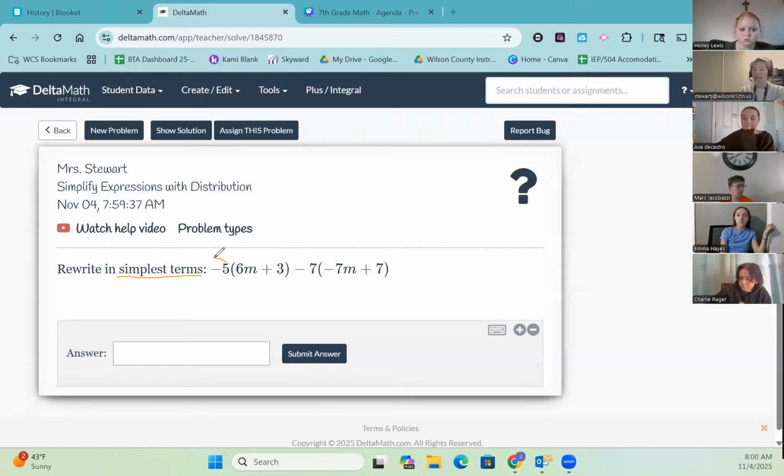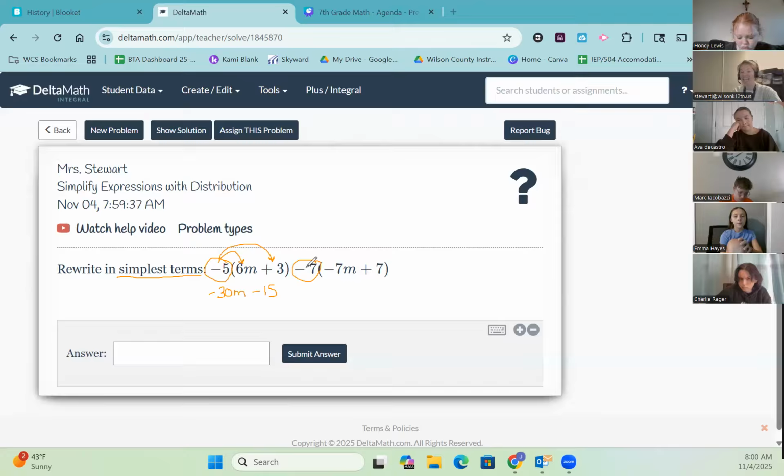This one, pay attention to the signs. The signs get distributed. Negative 5 times 6m and negative 5 times 3. You follow? Okay. Negative 5 times 6, we've got negative 30m. And then negative 5 times 3 is negative 15.